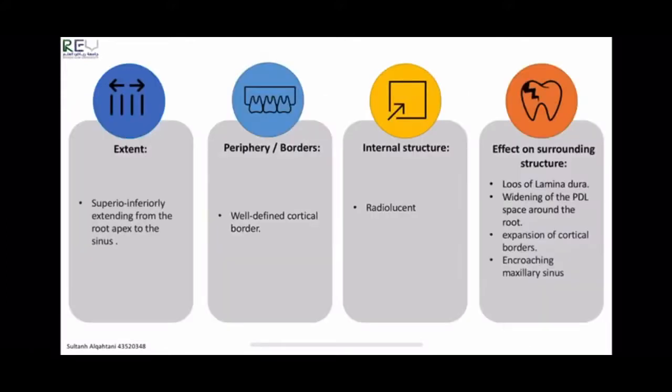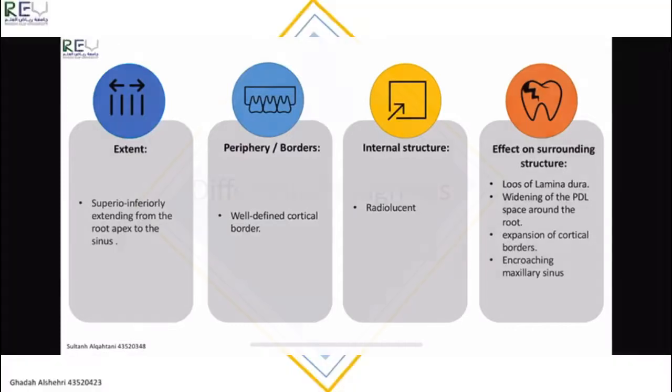The extent: superior-inferior, extending from the root apex to the sinus. The border is well-defined with a cortical border, and the internal structure is radiolucent. The effect on surrounding structures: loss of lamina dura and widening of the PDL space around the root, and expansion of the cortical border. The lesion is encroaching on the maxillary sinus.